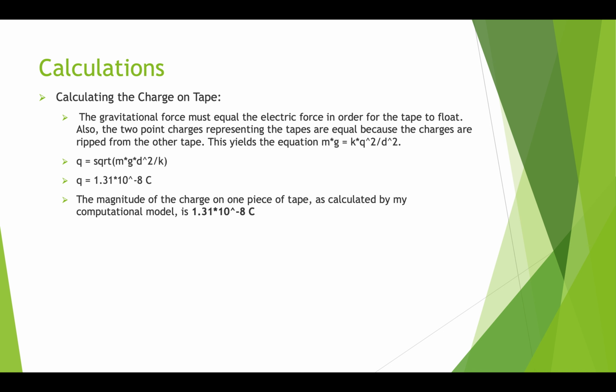So now we're going to look over some calculations that I made when calculating the charge on the tape. And in order to do that, I knew that the gravitational force must equal the electric force in order for the tape to float. Also, the 2 point charges representing the tapes are equal because the charges are ripped from the other tape. That led me to the equation shown, and calculating for Q in that equation led to a calculation of the magnitude of the charge on one piece of tape to be 1.31 times 10 to the power negative 8 coulombs.